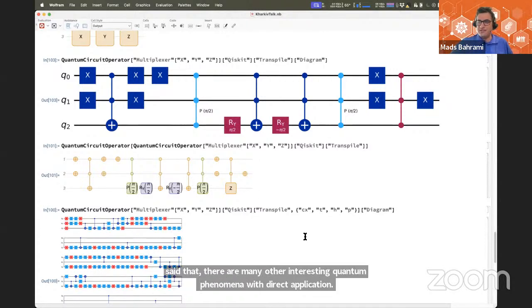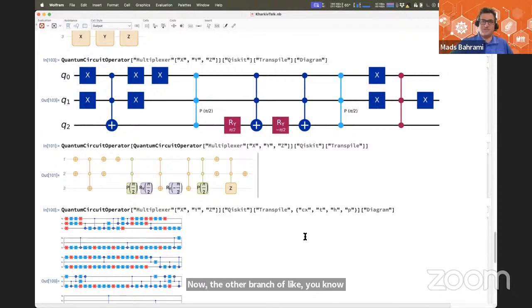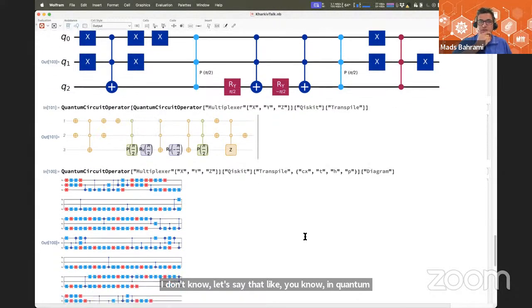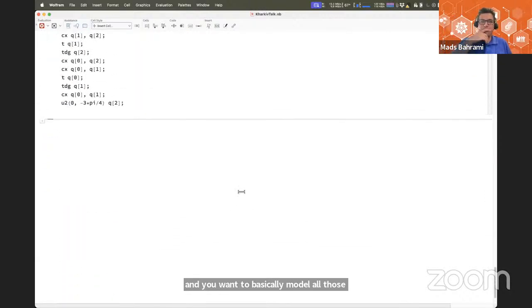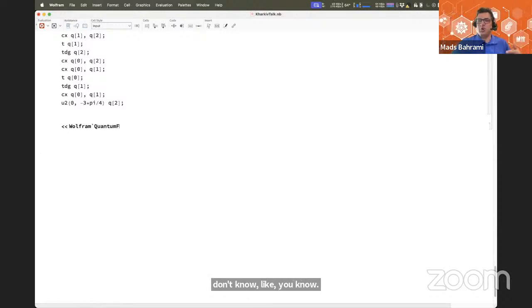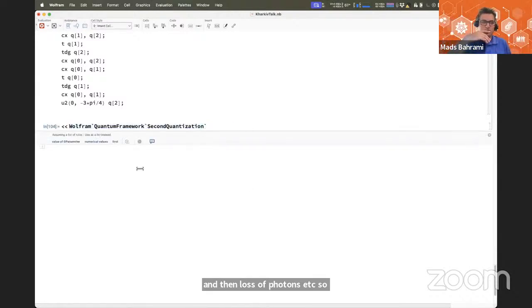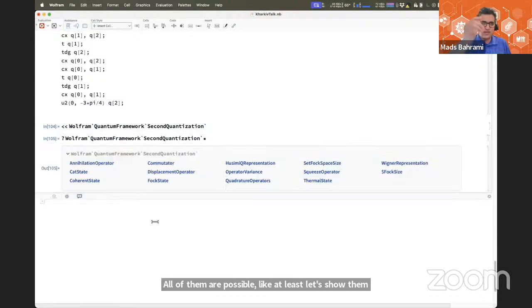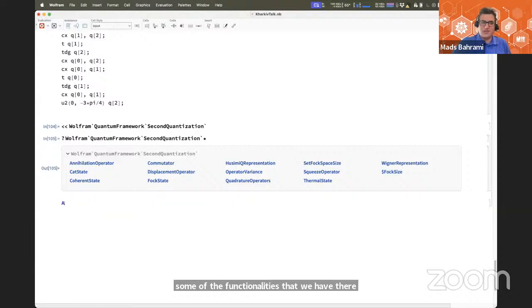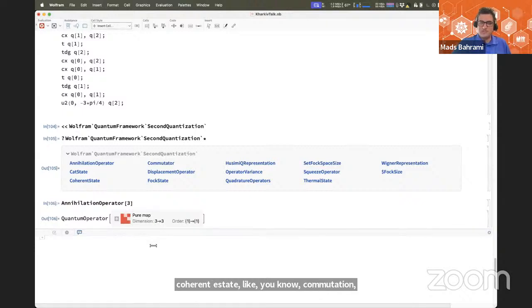Now, the other branch of our research cares about quantum foundations. What are the fundamental questions regarding quantum? For example, in quantum optics you have the second quantization formalism, and you want to model all those features, a nonlinear Hamiltonian, then noise, and loss of photons, etc. All of them are possible. Let's show some of the functionalities that we have there: an annihilation operator, cat state, coherent state, commutation, displacement operator, Fock state, Husimi representation. Let's create a random quantum state and look at some of them.